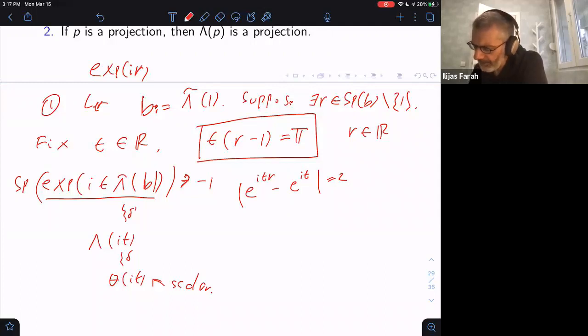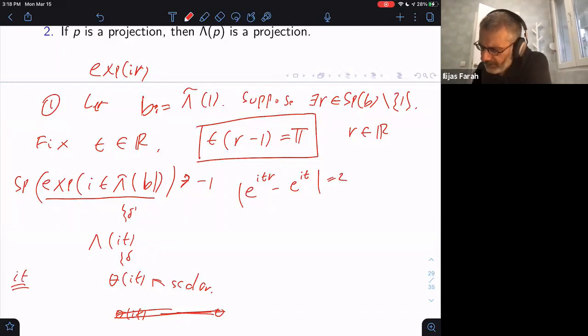So what that means is that if you look at theta of e to the i t, it is one scalar, but e to the i t r is a completely different scalar. So you have that this map, which is supposed to be an approximate homomorphism, basically makes a mistake even at something like this. So I know this is not a proof, but it should follow.